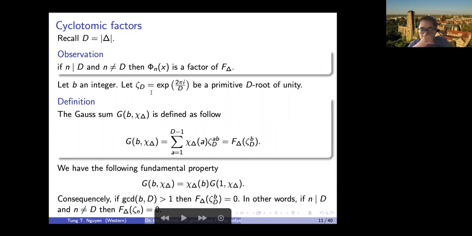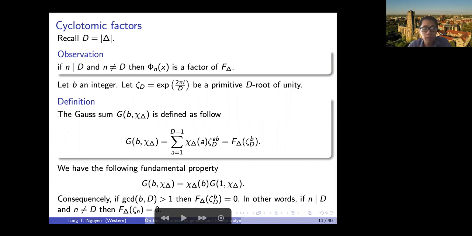The way we approach this is the following. It turns out that this is related to the classical theory of Gauss sums. So we now recall: if b is an integer, and I fix a primitive d-th root of unity zeta d, the Gauss sum with two variables, b and chi, is defined as follows. You take the sum from a from 1 to d minus 1 of chi of a multiplied by zeta d to the power ab. So in other words, it is the evaluation of the Fekete polynomial at zeta d to the power b.